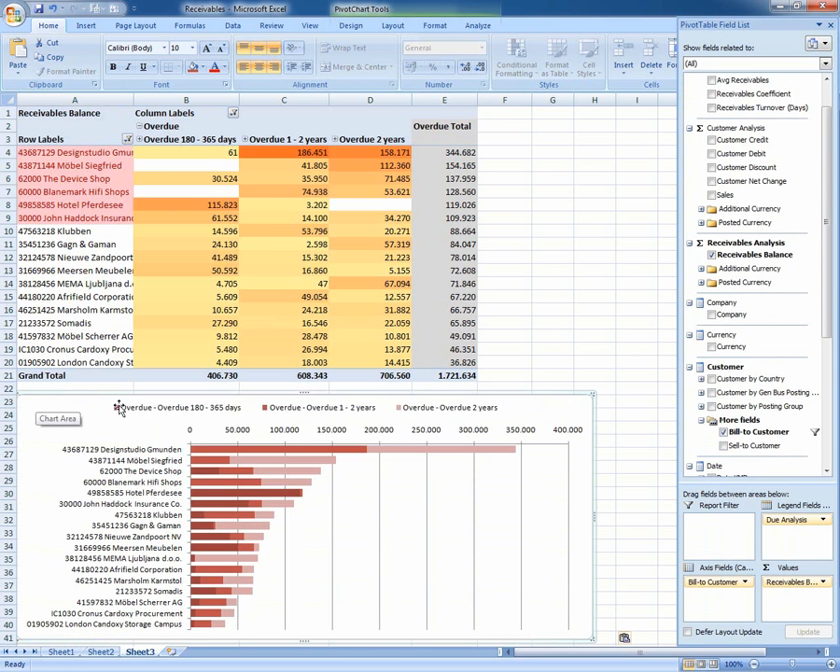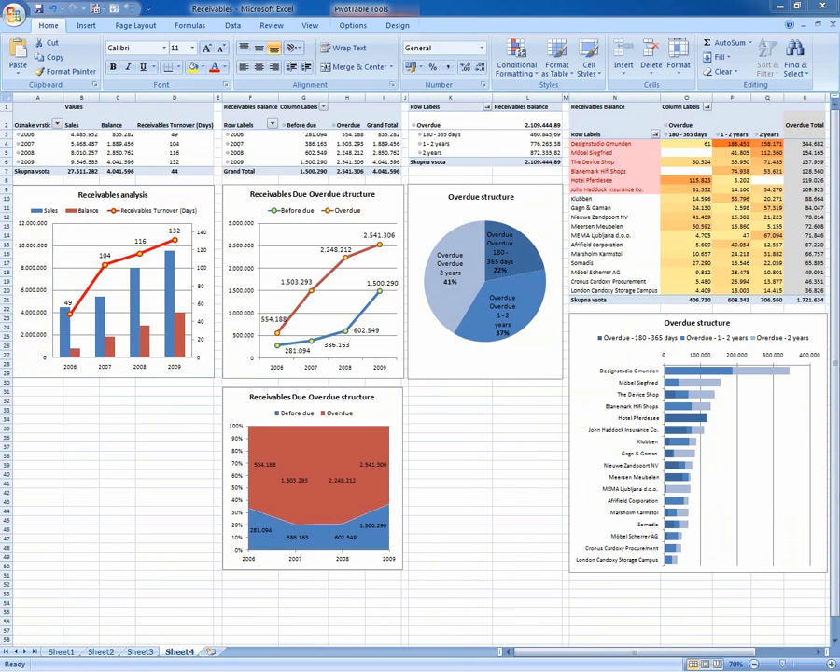We can prepare a chart that shows the structure of the overdue balance for these bad customers. We have summarised all the scenarios on one screen to get a better overview of the receivables analysis.